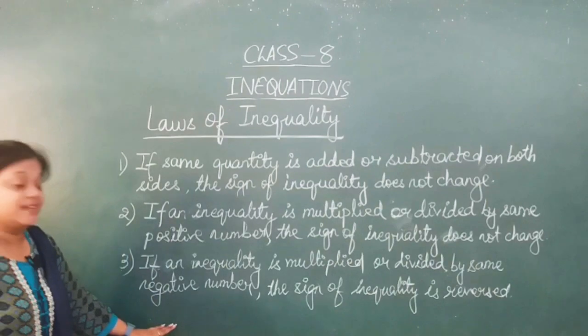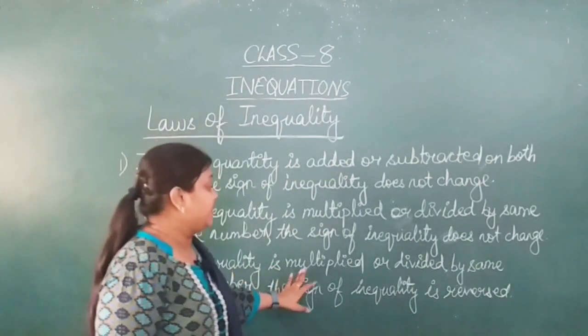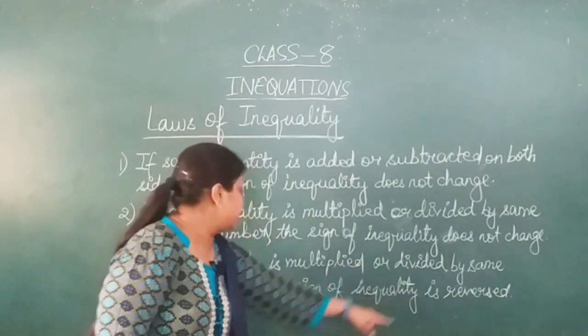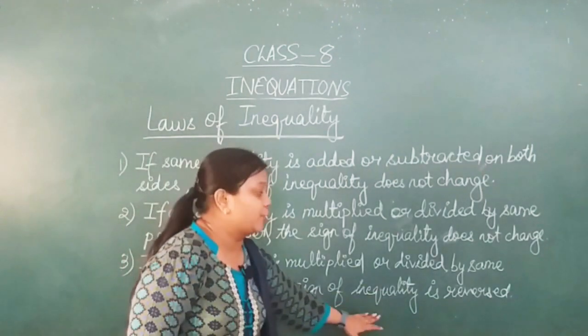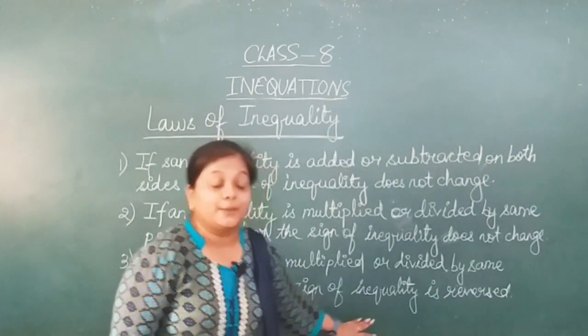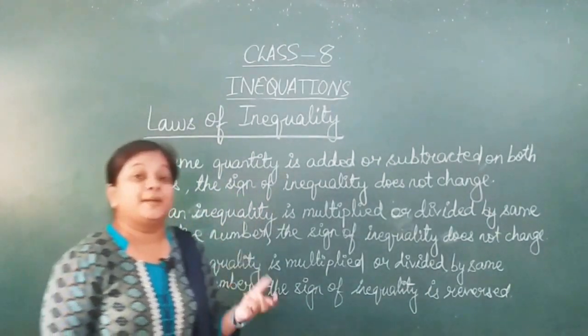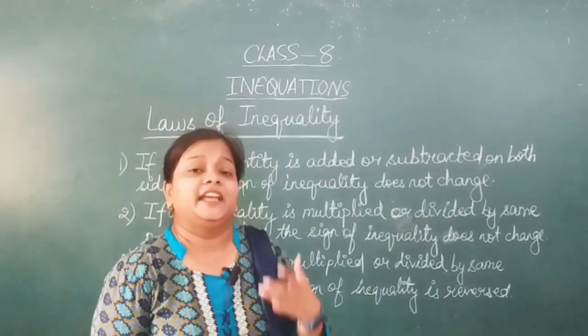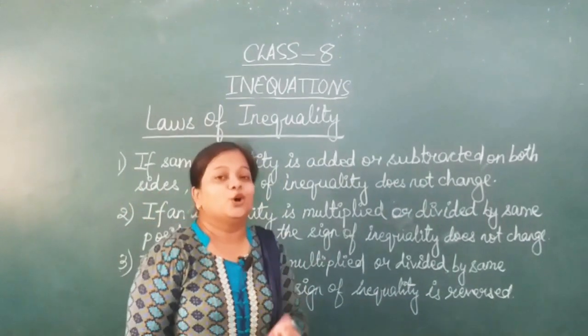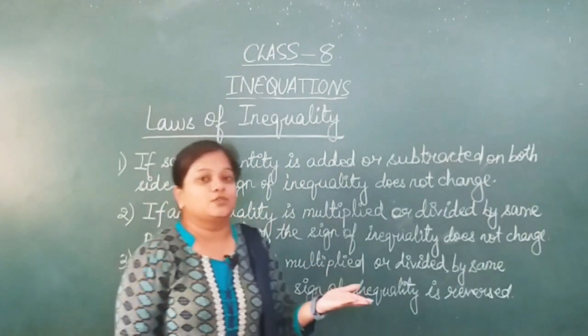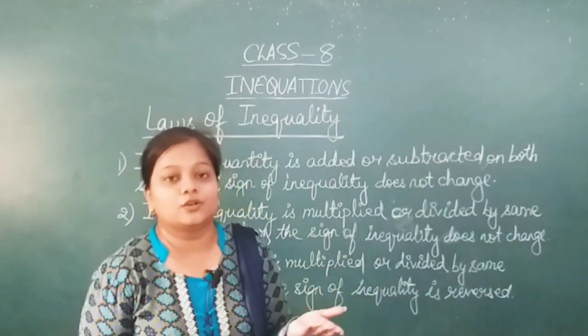नाउ थर्ड लॉ इज if an inequality is multiplied or divided by same negative number, the sign of inequality is reversed. Means अगर किसी सेम नेगेटिव नंबर से आप इनइक्वालिटी के दोनों तरफ डिवाइड या मल्टीप्लाई कर रहे हो, तो उसका साइन रिवर्स हो जाता है. रिवर्स मतलब उल्टा हो जाता है.